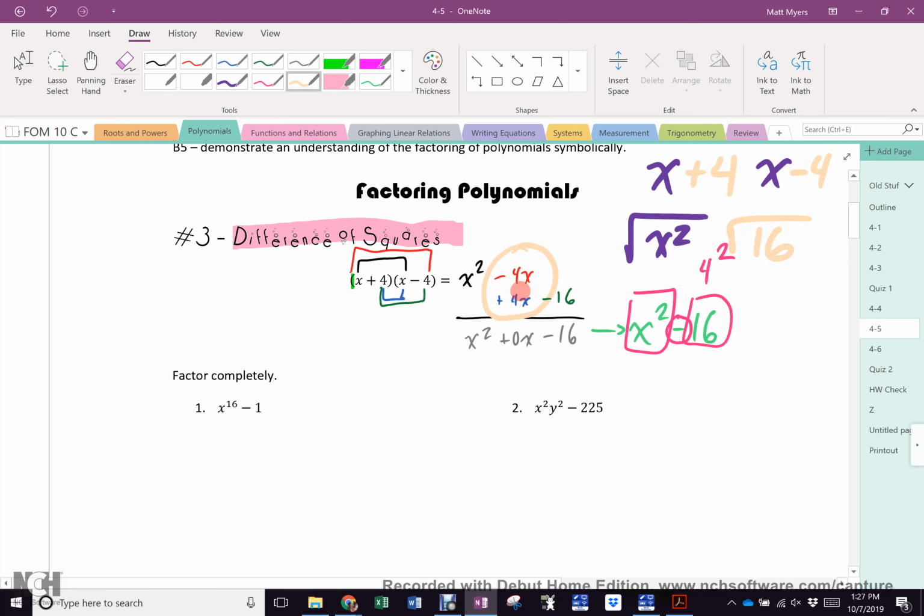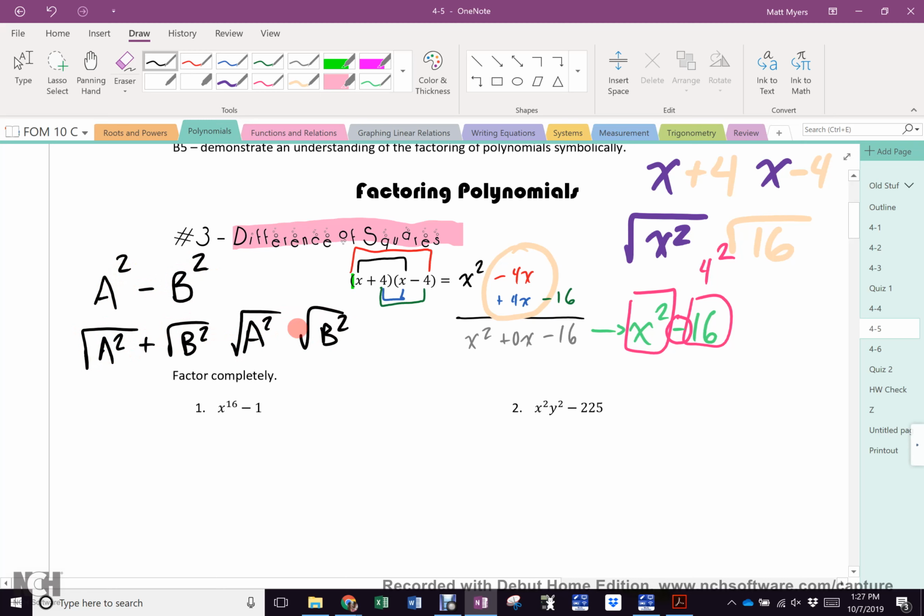Does everybody see? So, if I have any number that is a square, and I subtract any other number that is a square, all I have to do to factor it is take the square root of the first one and the square root of the second one, and then write them twice. One of them has a positive, one of them has a negative. Does everybody understand? It seems easy.